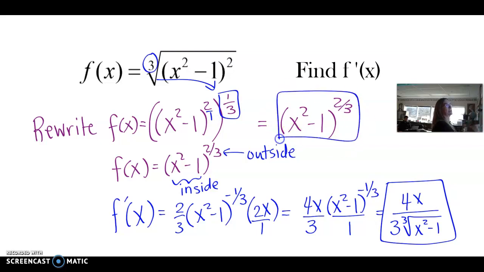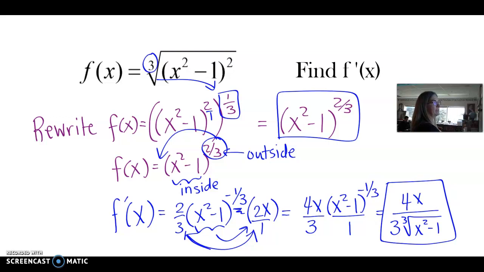So this is f of x equals x squared minus 1 to the 2/3 power. So the outside is the 2/3 power, the inside is x squared minus 1. Drop the 2/3 in the front and subtract 1 from that, so that's a negative 1/3, leaving that inside alone. And then multiply by the derivative of the inside, which is 2x. And then you can multiply this 2x times that 2/3. If you put 2x over 1, you get 4x on the top over 3 times 1, which is 3. And then I wanted to get rid of my negative exponent, so I dropped it to the denominator. And remember that the 1/3 power can also be written as the cubed root. So that's that.